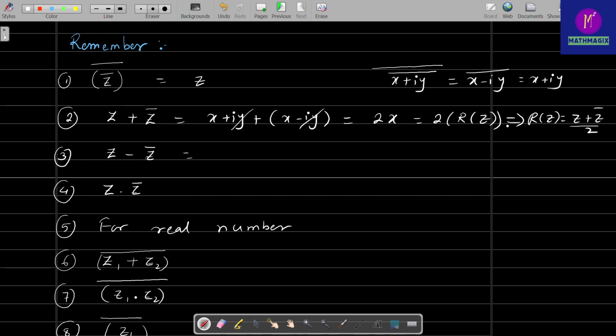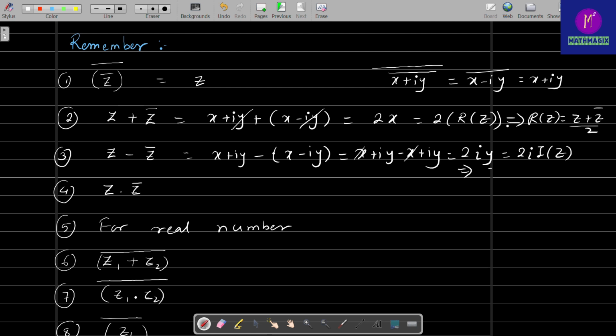Now let us try to find out z minus z bar. z minus z bar is x plus iy minus, in the bracket, x minus iy. Now this is equal to x plus iy minus x plus iy. So here x gets cancelled out and you will get 2 times iy. Now 2 times iy is nothing but 2i times y, and y is basically the imaginary part of z. So this clearly implies the imaginary part of z is nothing but z minus z bar divided by 2i.